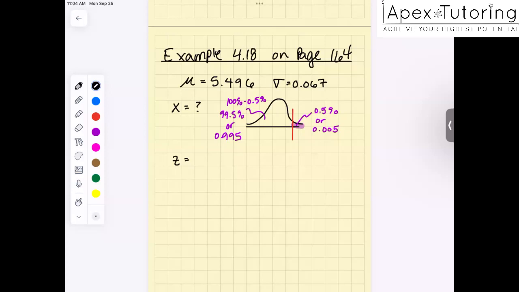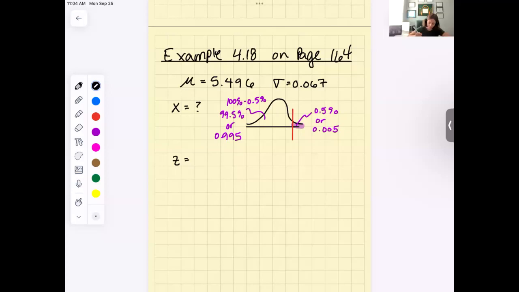Between 2.57 and 2.58. Good. And it's actually like exactly in between, right? So we can assume the Z is 2.575. Now, if it's not exactly in between, you can do one of two things. You can interpolate, like you can do linear interpolation to find the exact Z score in between, or you can just figure out which one's closest. Like, is it the lower one or the upper one, and use it. Okay. Questions about how we got that number?